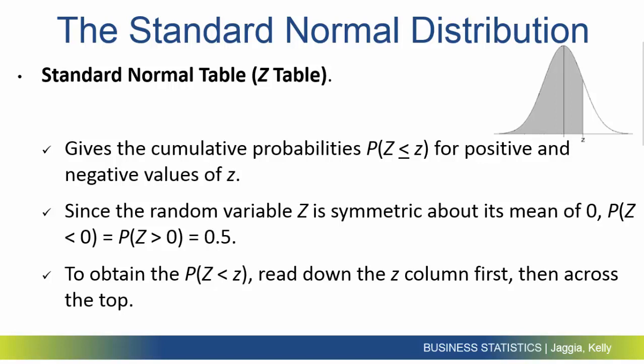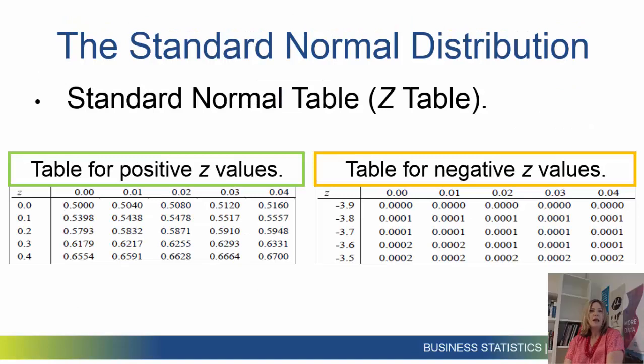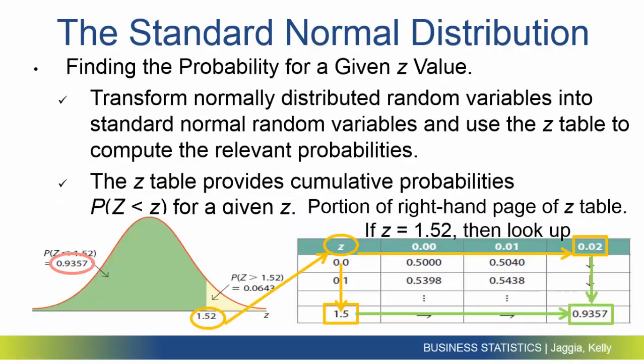So this means that z values less than the mean are negative and z values higher than the mean are positive. Here is an excerpt from your Appendix A. As you can see, the positive z values, which are z values to the right of the mean, we use the table on the left. And for the negative z values, which are values to the left of the mean, we use that table on the right. In this example, we have a z value of 1.52.